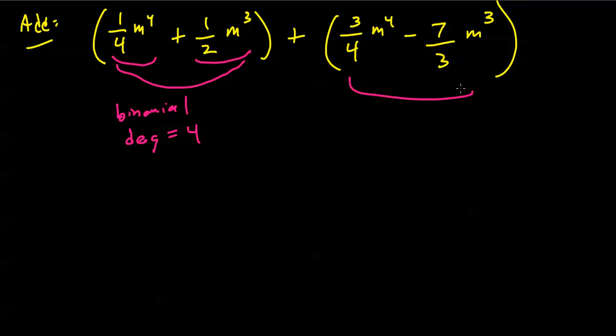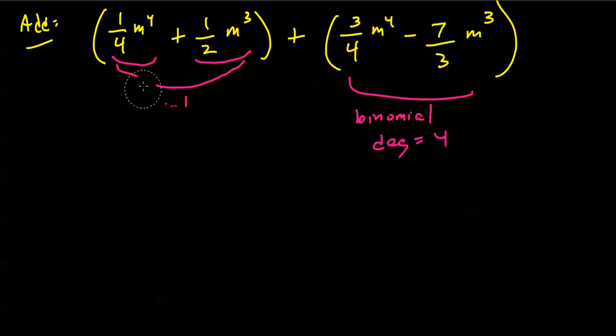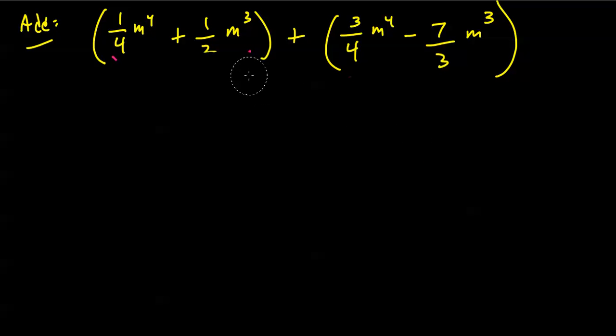How about this one here? This is also a binomial. It is a sum of two monomials, and this is also degree 4 for similar reasons. Right? Alright. Let's go to adding these polynomials, these two binomials. Alright. Well, I see there's two degree 4 terms that are like terms that I can combine.